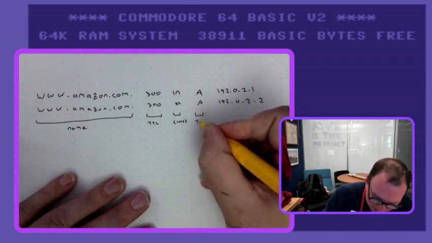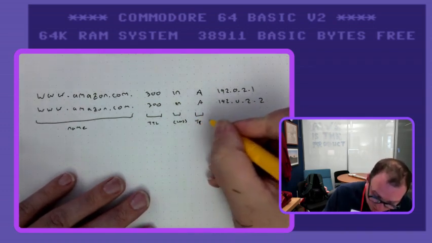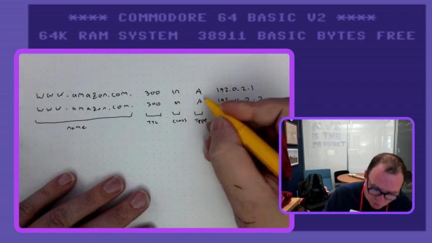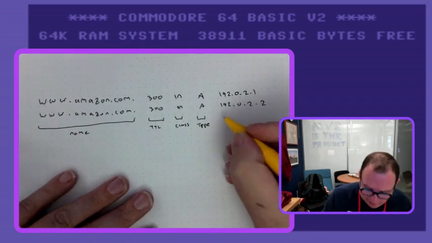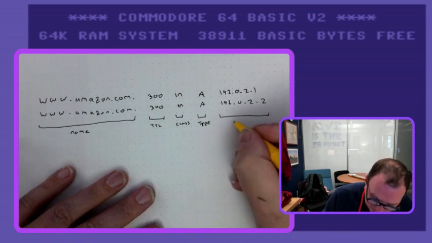This over here is the record type. So this is an A record type, which is short for address. And then this is the data.